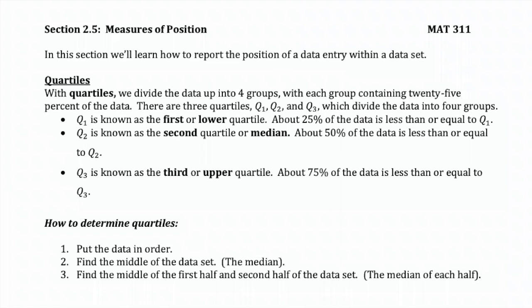In order to find out what your quartiles are, you're going to put your data in order, then find the middle of the data set first. So you're finding your Q2 or your median first, and then you're going to find the middle of each half of the data, and that'll be your Q1 and Q3.